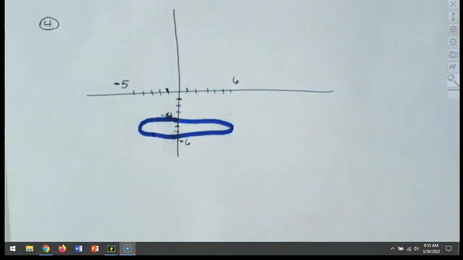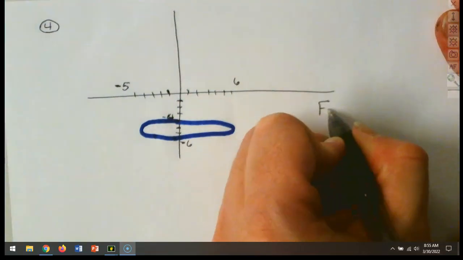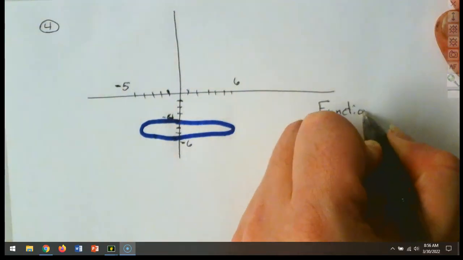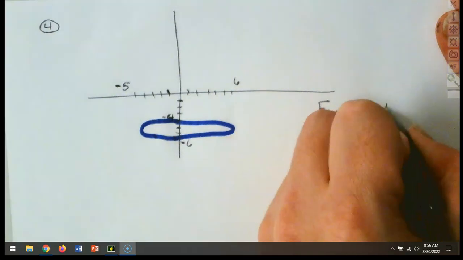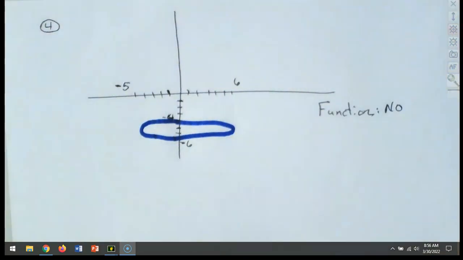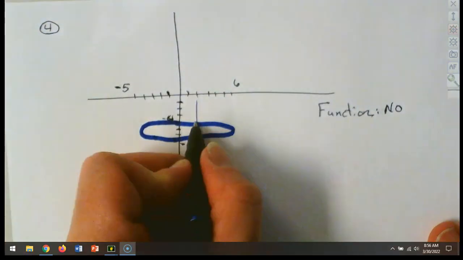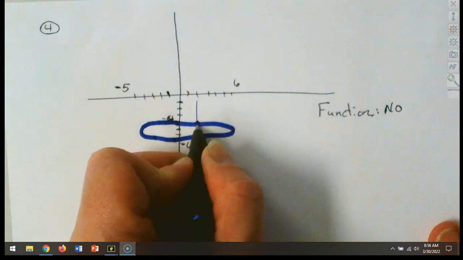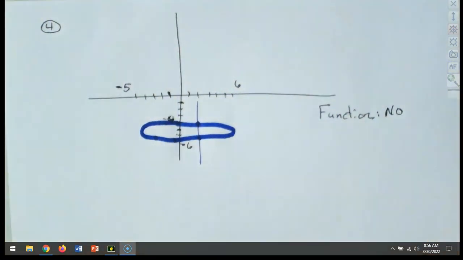Now, first off, it's not a function. Why is it not a function? Well, it's not a function because it fails the vertical line test. If I draw a vertical line right through there, that will touch the graph at 2 places. And that means it's clearly not a function. Most of us probably did not struggle with the function part. Where we struggled was the domain and the range.